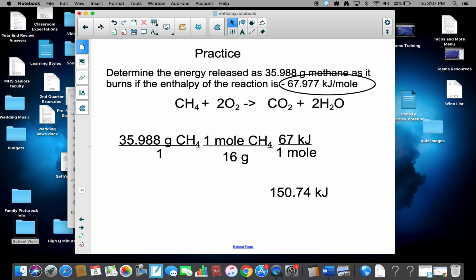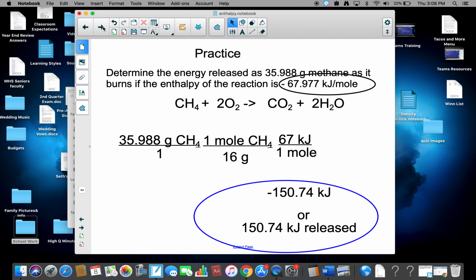Multiply through, we get 150.74, but remember it was negative, so we either say it's negative 150.74 kilojoules, or we can say it's 150.74 kilojoules of energy released. All right, that's our answer.